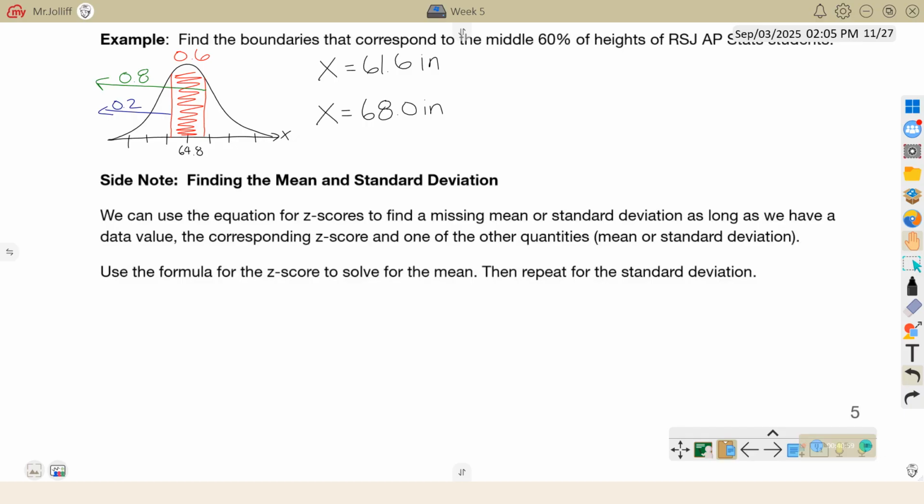Questions about 1F before we close the chapter on 1F? No.